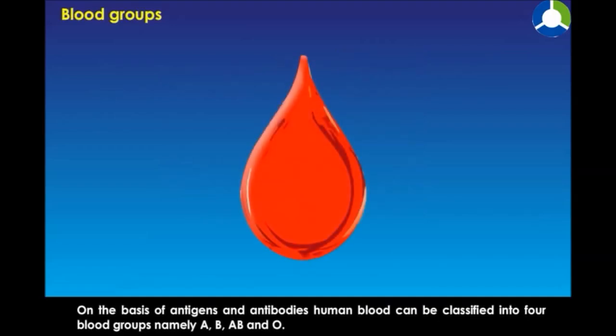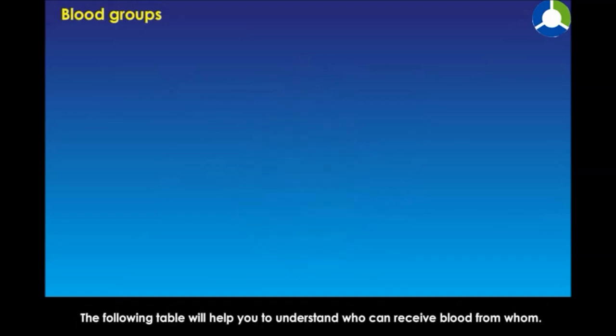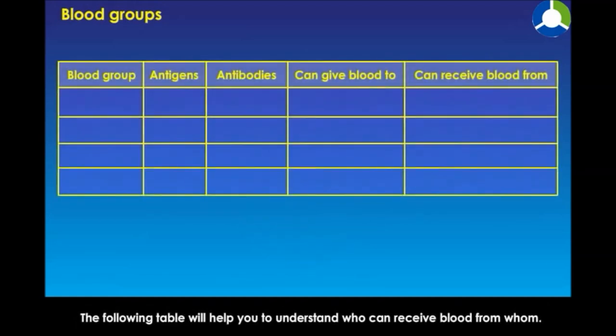On the basis of antigens and antibodies, human blood can be classified into four blood groups, namely A, B, AB and O. The following table will help you to understand who can receive blood from whom. Blood group AB contains antigens A and B. They have no antibodies. They can give blood to blood group AB. They can receive blood from AB, A, B and O.